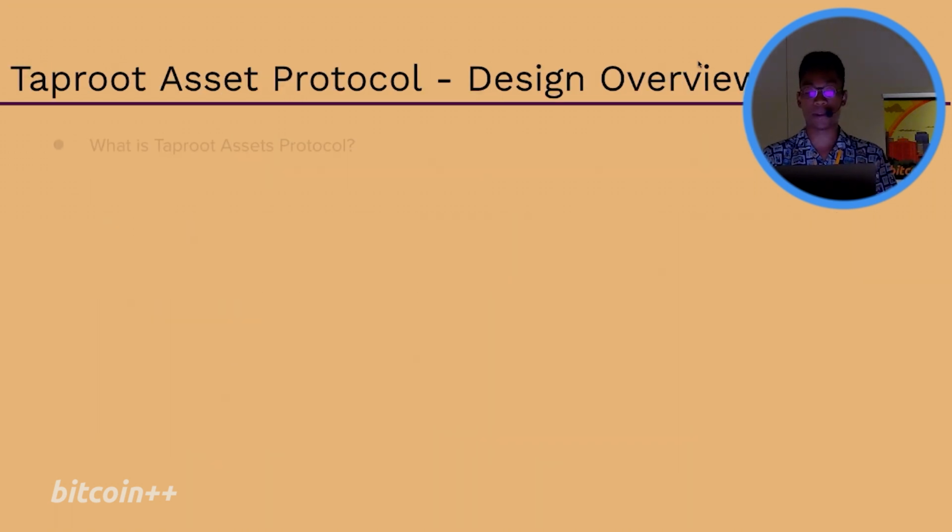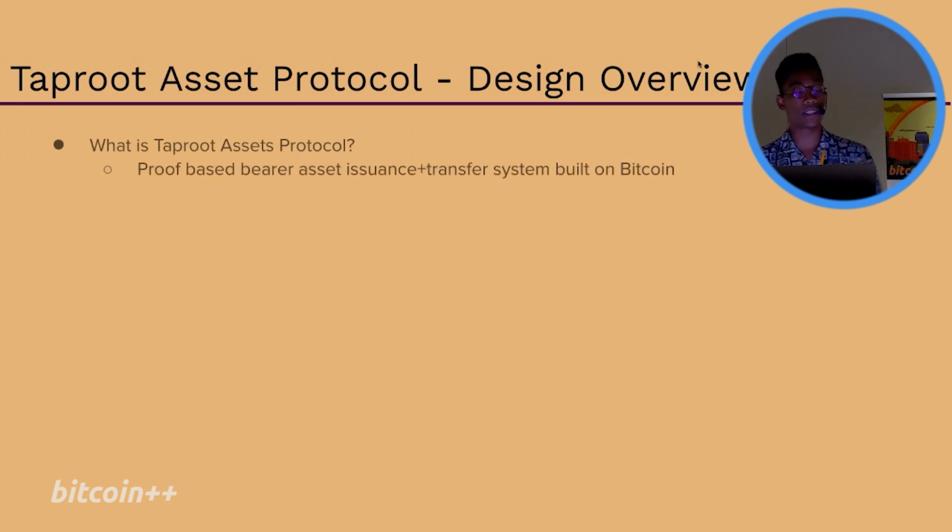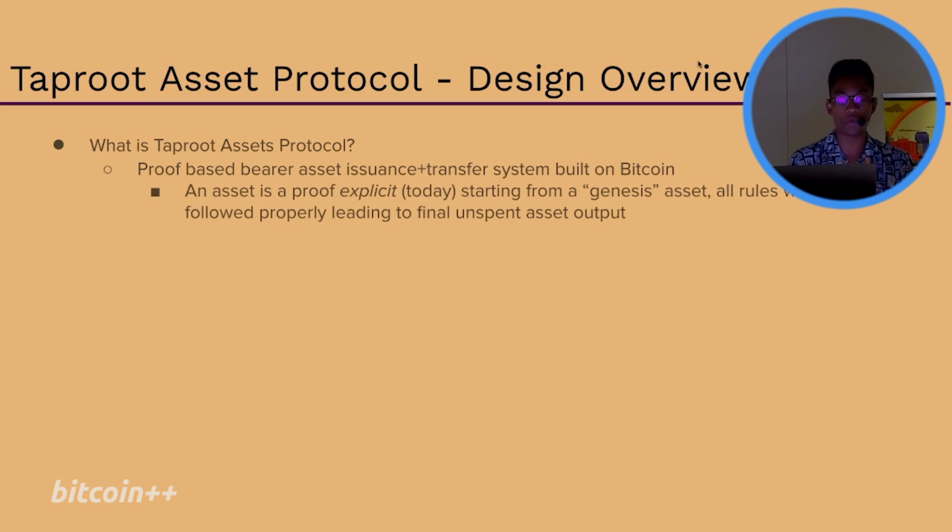But now we'll talk about Taproot Assets for a little bit, right? So what is the Taproot Assets Protocol? Basically a proof-based, bearer asset issuance and transfer system built on top of Bitcoin itself, right? So what I mean by this is the assets themselves are actually a series of proofs. In order to verify a proof, you need to start at the Genesis block, similar to the Genesis asset. So it's basically the way Bitcoin works.